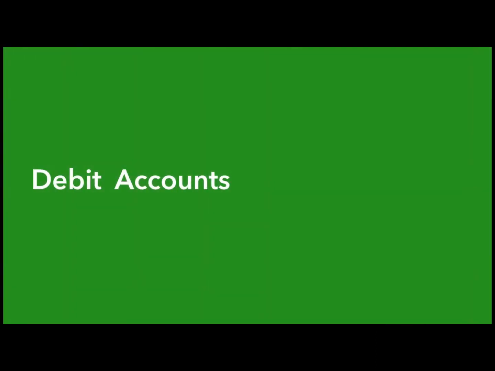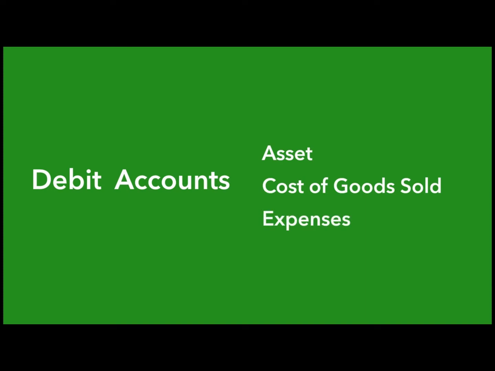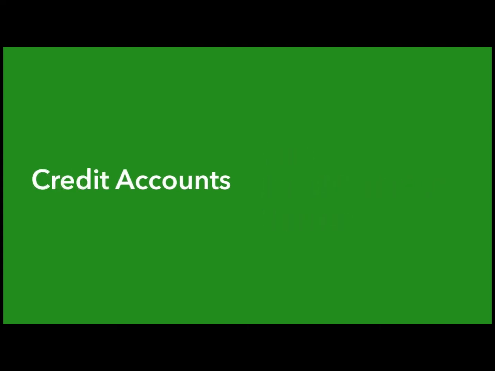Certain types of accounts increase when you debit them. The debit accounts are assets, cost of goods sold, and expenses. Remember, a debit usually indicates the use or where money goes. If money goes to any of these accounts, their balance increases. Certain types of accounts increase when you credit them. The credit accounts are liabilities, equity, and income. Remember, a credit usually means source.